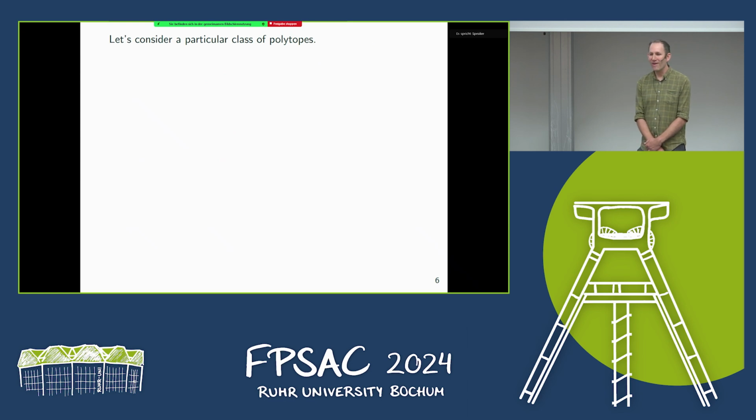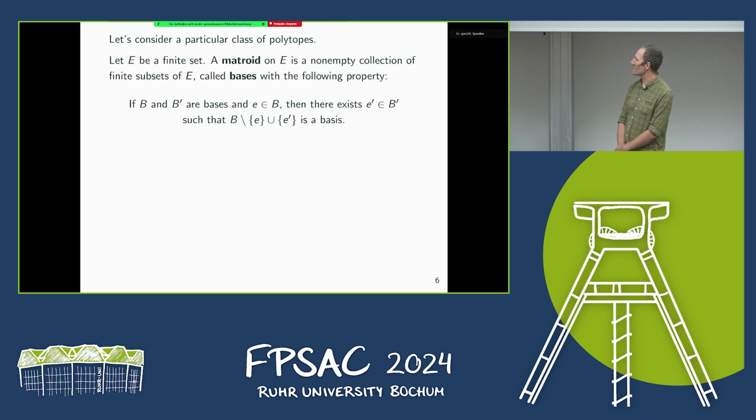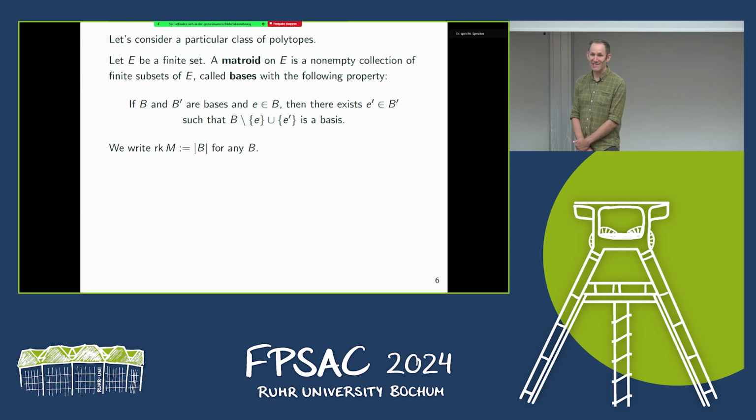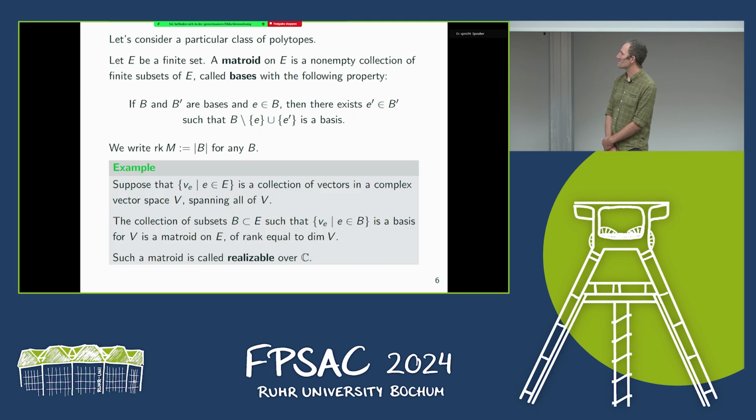Okay, let me now restrict to a particular class of polytopes coming from matroids. This is something we've seen earlier in the week, but I'll just say it again anyway. A matroid on the finite set E is a non-empty collection of bases satisfying the basis exchange property. So if you have two bases and an element of one, you can swap it out for an element of the other. The rank of a matroid is the size of any basis, and they're all the same size.